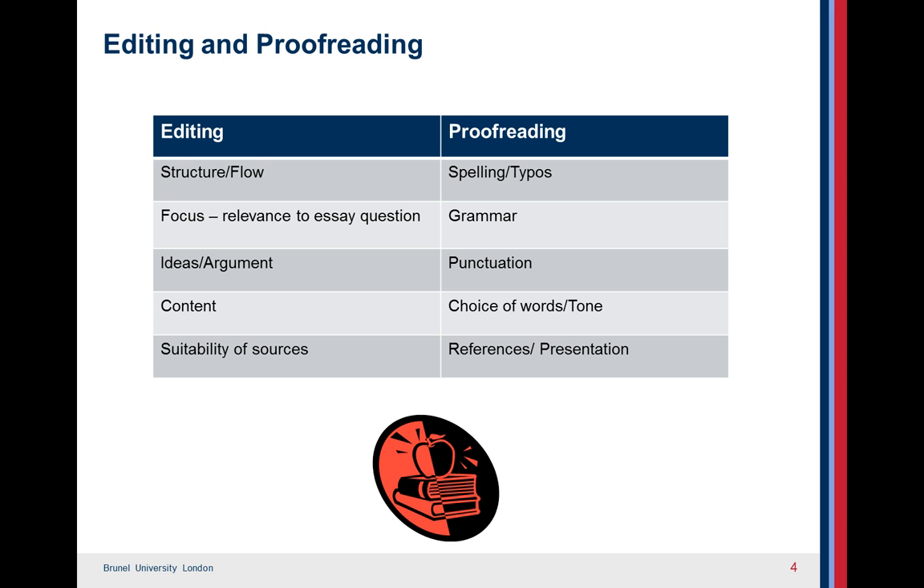In contrast, when proofreading, on the right hand side of the table, you're trying to catch any errors in spelling, grammar, punctuation. You're looking at the choice of words and the tone and whether or not this is suitable. And you also want to pay attention to correcting any mistakes in references and presentation.